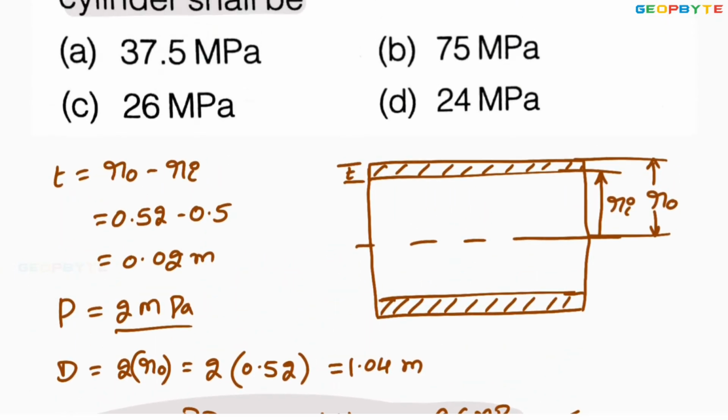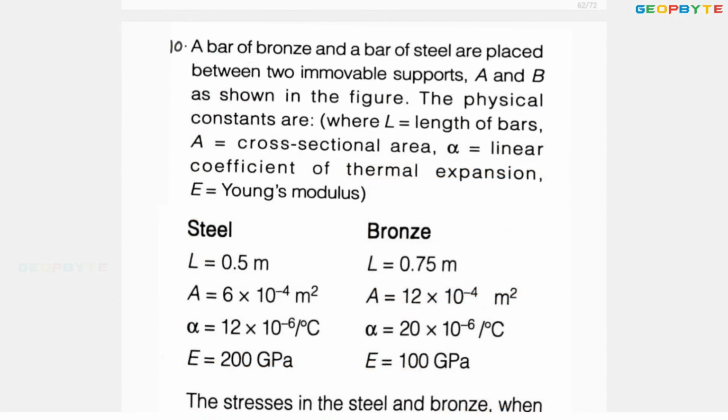Answer, look at the options. Look at option C. Option C is 26 megapascal. I hope you got my point. Let us take one more problem. Look at the 10th problem.